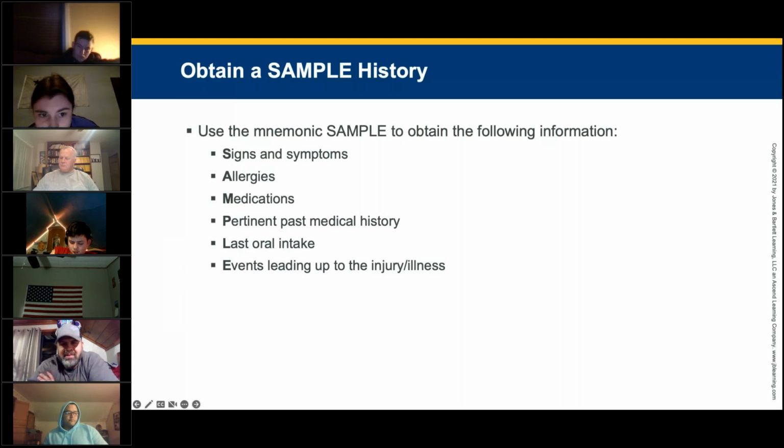Pertinent past medical history. And this is another one of those where some patients are going to tell you they have no medical history, even though they have all kinds of scars all over their body, they have a pacemaker implanted and everything else, and they'll tell you they have no medical history. Or you're going to get the person that's going to tell you about every time they've had stitches and every tooth they've had removed. Ask for pertinent medical history. The last oral intake. That can be important depending on what the patient has going on. What's the last thing they ate and when did they eat it? And events leading up to the injury or illness. What were they doing when it started?